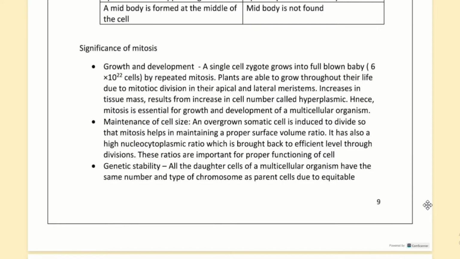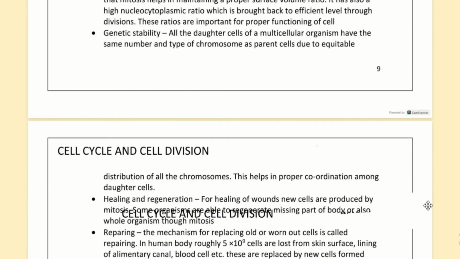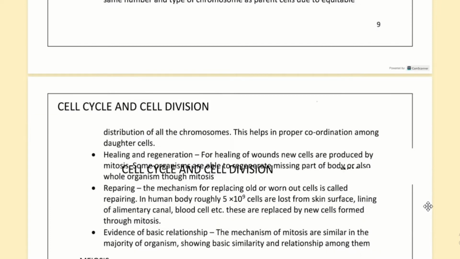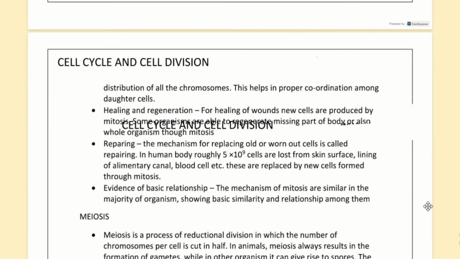Maintenance of cell size. An overgrown somatic cell is induced to divide so that mitosis helps in maintaining a proper surface to volume ratio. It also restores a high nucleocytoplasmic ratio to an efficient level through division. These ratios are important for proper functioning of the cell. It is also important for genetic stability. All daughter cells of a multicellular organism have the same number and type of chromosomes as the parent cell due to equitable distribution of all chromosomes. This helps in proper coordination among daughter cells.